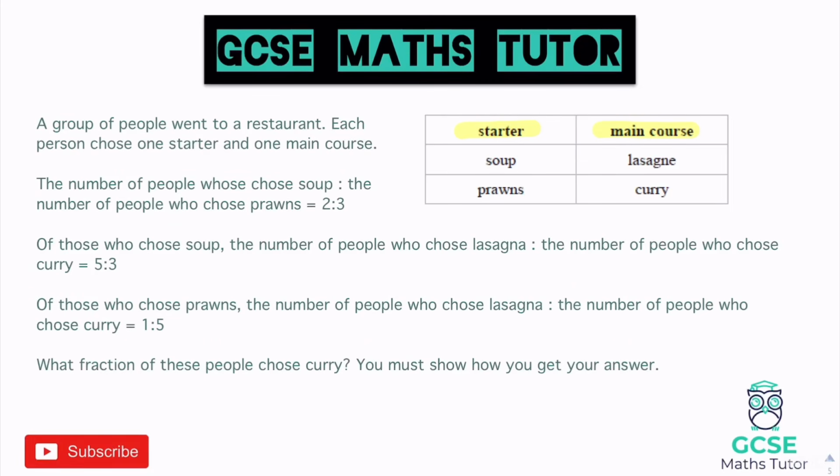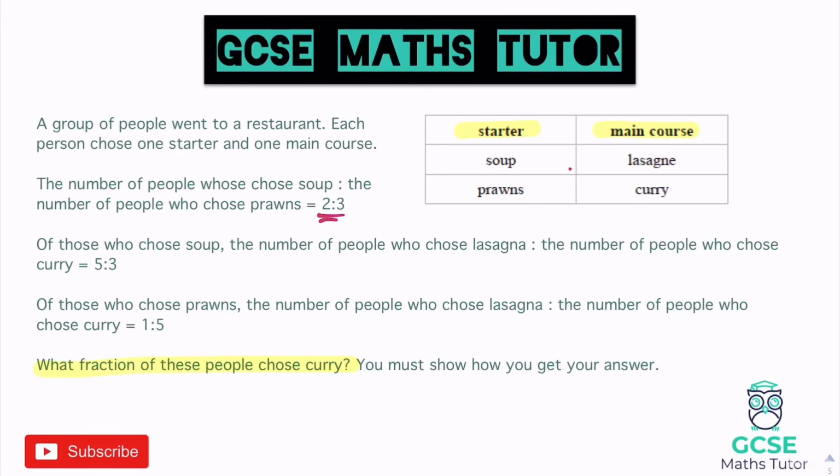Now, rather than doing a full tree for this one, I'm just going to pick the right fractions out, as I've got limited space as well. Now, we know we need to get the fraction of people that choose soup to start with, and then we'll have a look at which of those chose curry, because we're looking ultimately for what fraction of these people choose curry.